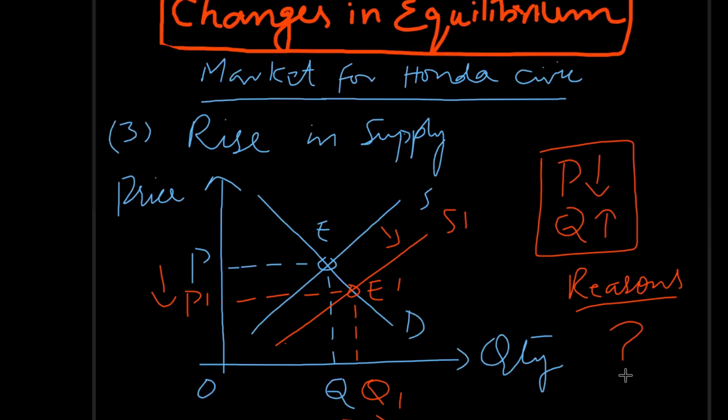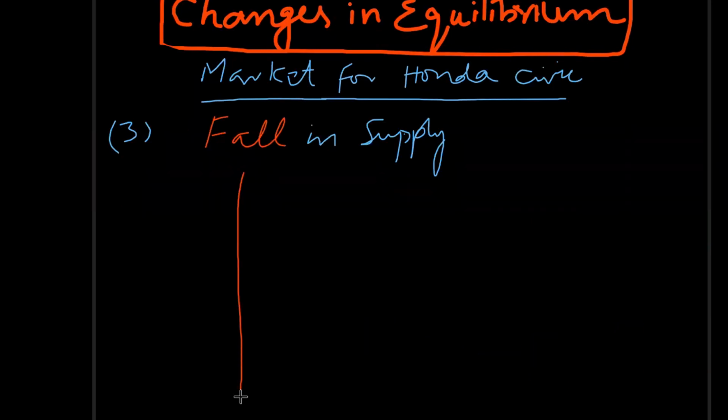Okay, now the price for Honda Civic car will fall but quantity traded will rise. So why supply of Honda Civic car may rise? There might be certain reasons, including low cost of production, provision of subsidy by the government to Honda Civic industry. And the next situation is fall in supply.